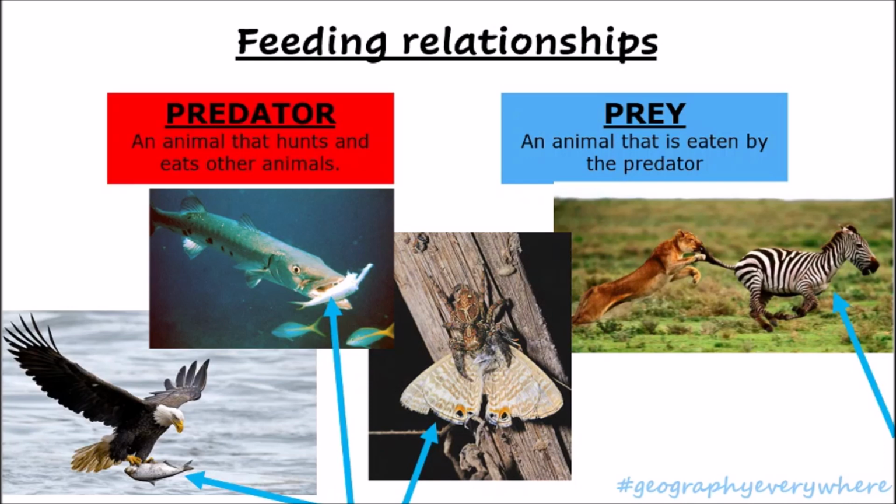A predator is an animal that hunts and eats other animals. In this case, it's the barracuda, the bald eagle, spider, and even the lion. All these animals are hunting other animals that are their prey. Take the example of the lion and the zebra. The lion as the predator and the zebra as the prey.